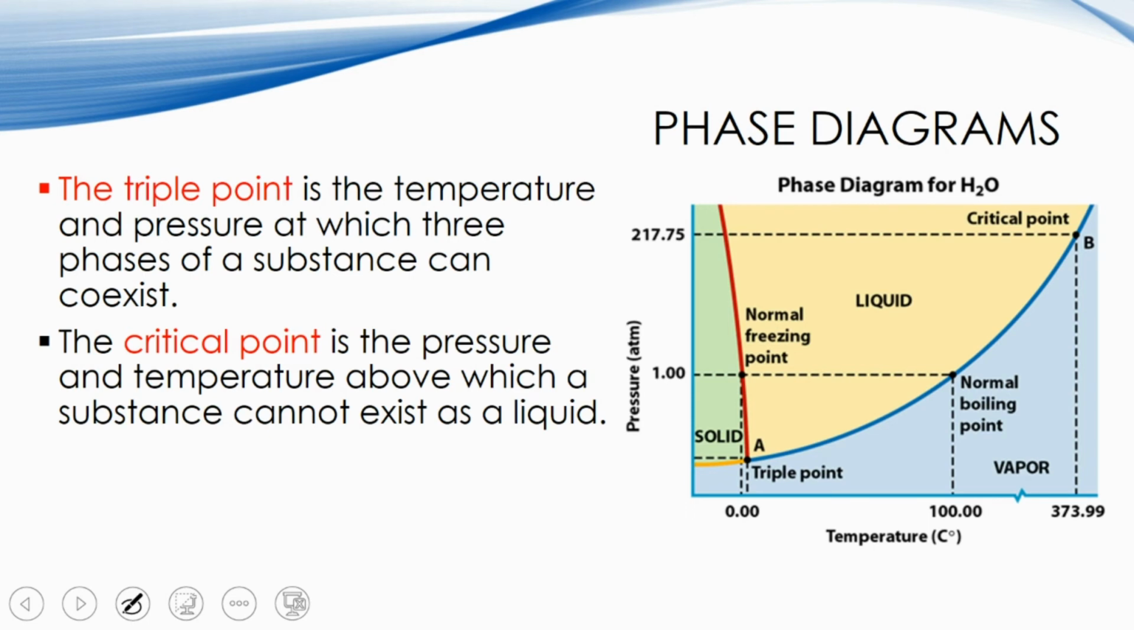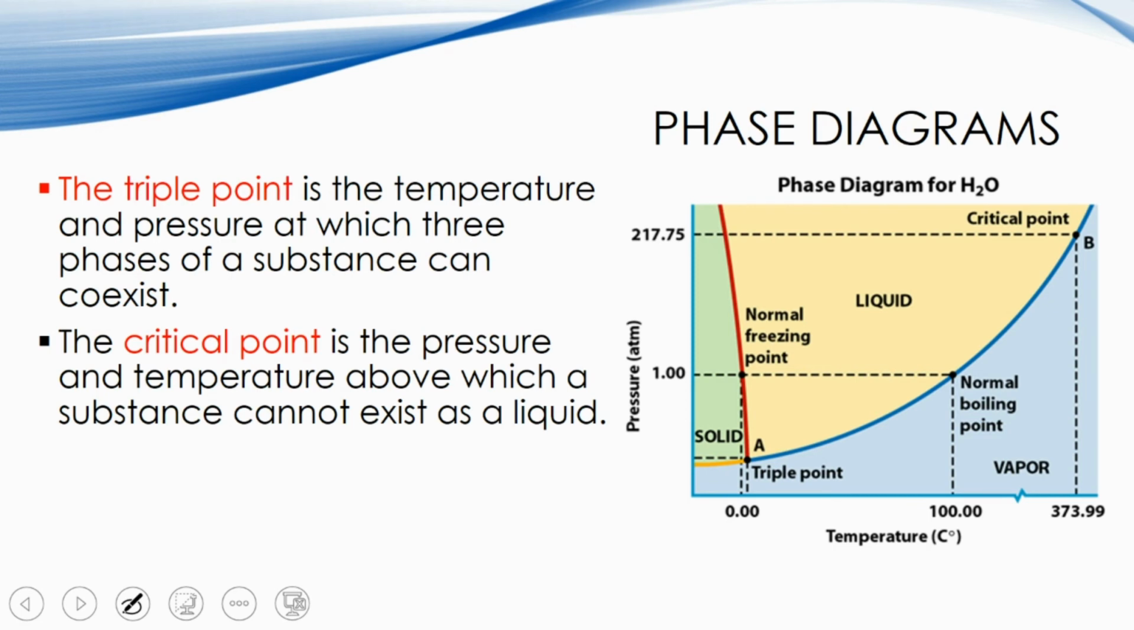Now, the critical point is the one that's at the very, very top of the curve. It is the pressure and the temperature above which a substance can no longer exist as a liquid. So after we have reached the critical point, that specific pressure and the specific temperature, after that point, we only have a gas. We no longer have a liquid.